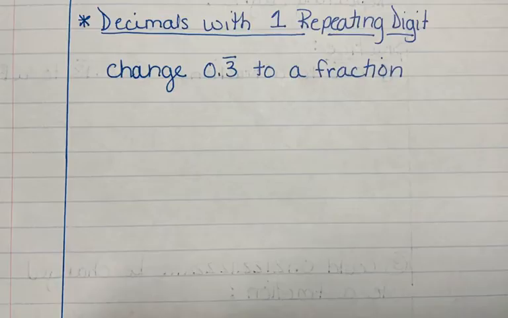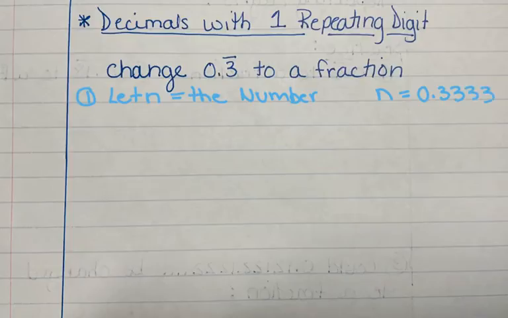All right, let's start with changing decimals with one repeating digit. Okay, so we want to change 0.3 repeating to a fraction. So we're going to do this in steps. So step 1, we're going to say let n equal the number. Okay, that might sound a little confusing, so let's see what I mean by that. So n is going to equal 0.3 repeating.